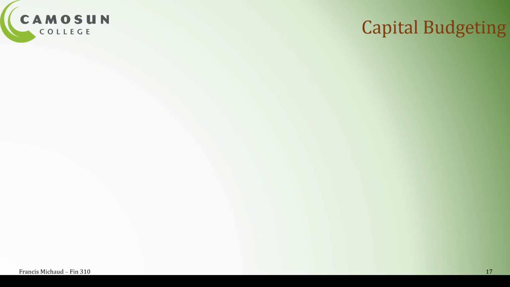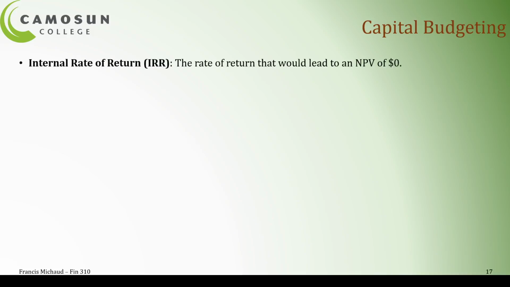The next capital budgeting method is the internal rate of return, or the IRR. The IRR is simply the discount rate that would give us an NPV of zero. Obviously, this accounts for the time value of money, and there is also an objective decision rule.